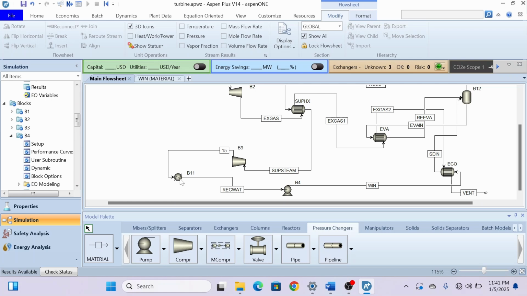Here, this condenser will condense all the water. You can also use a heat exchanger and cooling water for condensing this steam, that is the steam water mixture coming from this steam turbine.